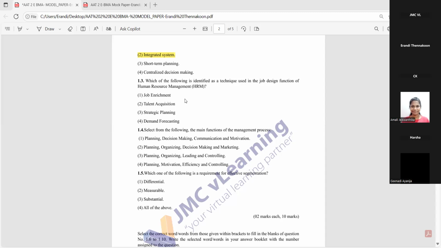Okay? And when it comes to 1.3, which of the following is identified as a technique used in job design? Technique used in job design, right? Function of HRM, right? This is related to the HRM chapter, right? So, what's the technique? What's the answer?